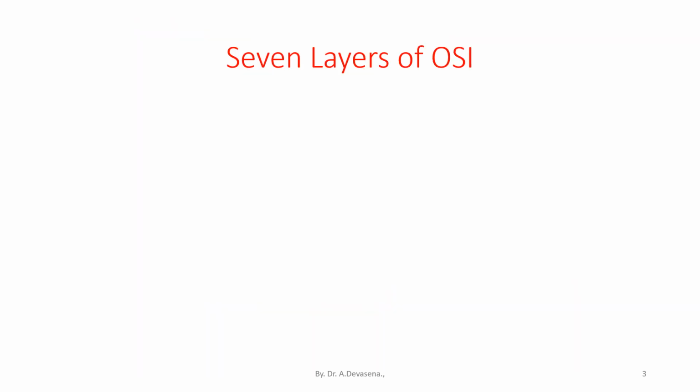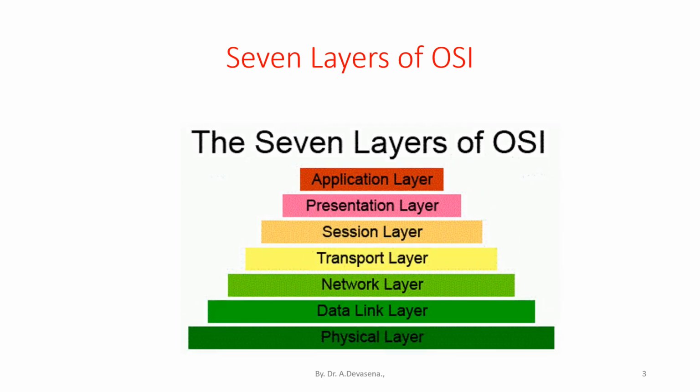Let us see the 7 layers of OSI. This OSI is broadly divided into two portions. One is lower layers and the other one is upper layers. The lower layers comprise the physical layer, data link layer, and network layer, and the upper layers comprise the transport layer, session layer, presentation layer, and application layer.